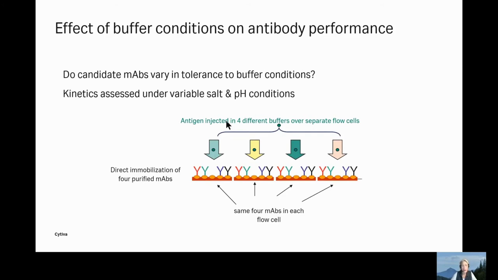And they employed such an assay setup. So 4 different antibodies were immobilized here in one flow cell, and the same set of antibodies also in these others. So they had four flow cells with 4 different antibodies, and over each flow cell, the antigen diluted in a buffer with different conditions was passing over that surface. So they could investigate 4 different buffer conditions at a time.